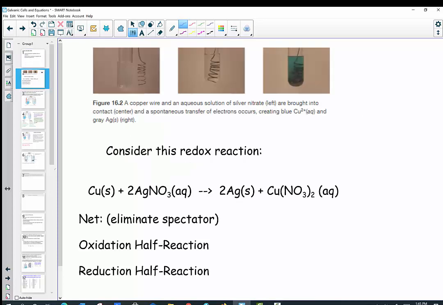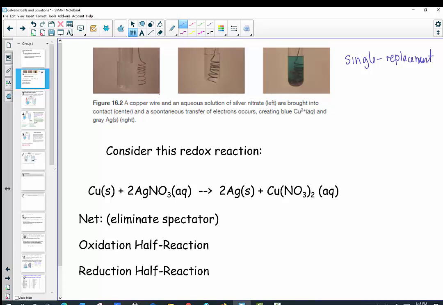Let's begin with an example we talked about in a previous lesson, just a single replacement reaction. We mentioned that a single replacement reaction takes an element and reacts it with a compound to produce a new element and a compound. And we focused on this particular picture earlier in that lesson.